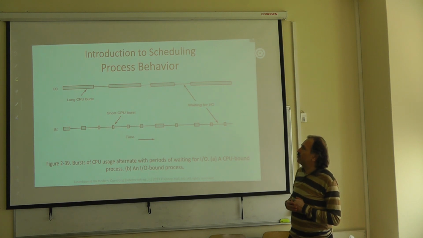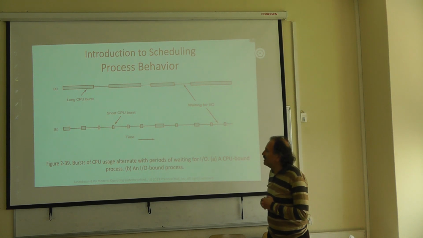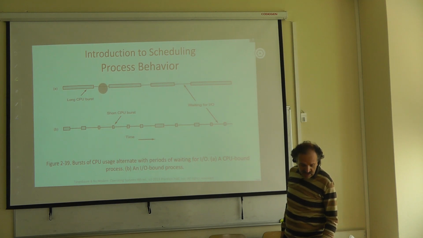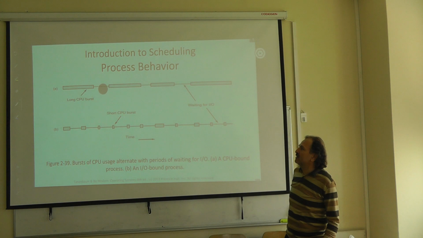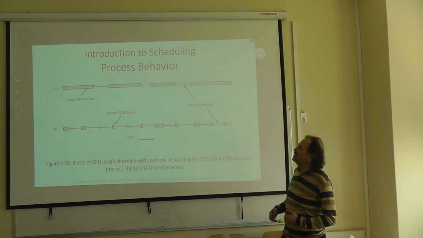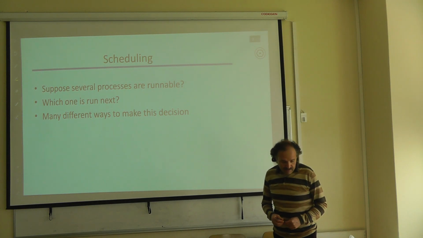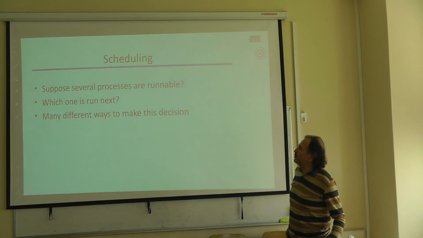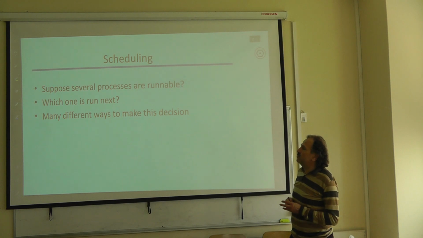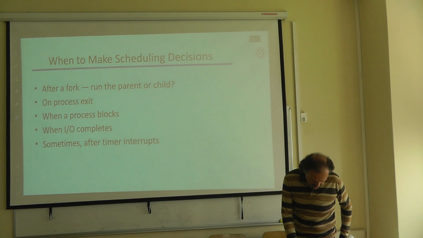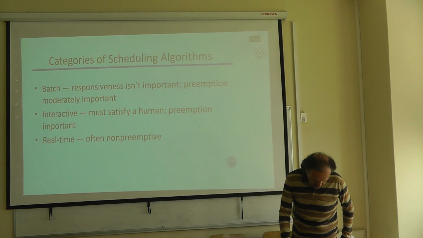It doesn't matter. For both of these cases, we need scheduling algorithms just to decide which process should take over the CPU when one of the processes is blocked or it is using too much CPU. And this is called scheduling, and we talked about it a little bit. Several processes are runnable, and which one should we run next? There are many different ways to make this decision.